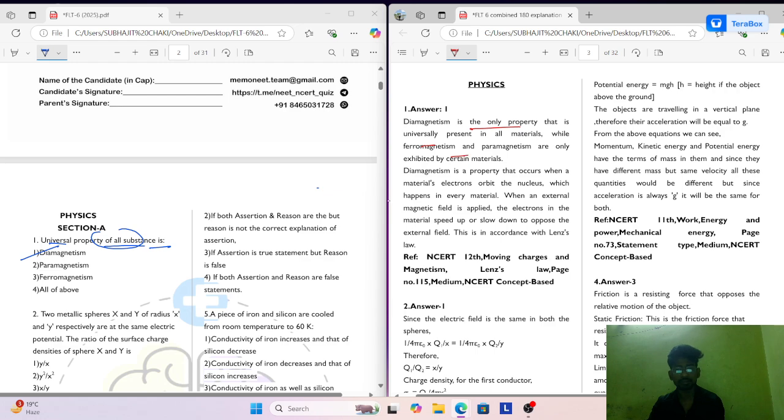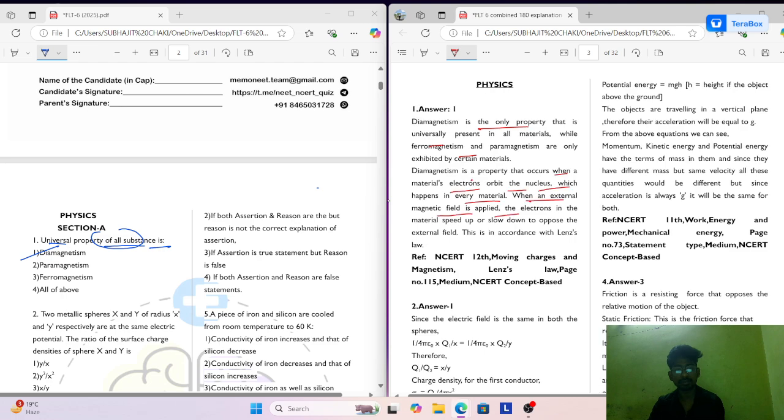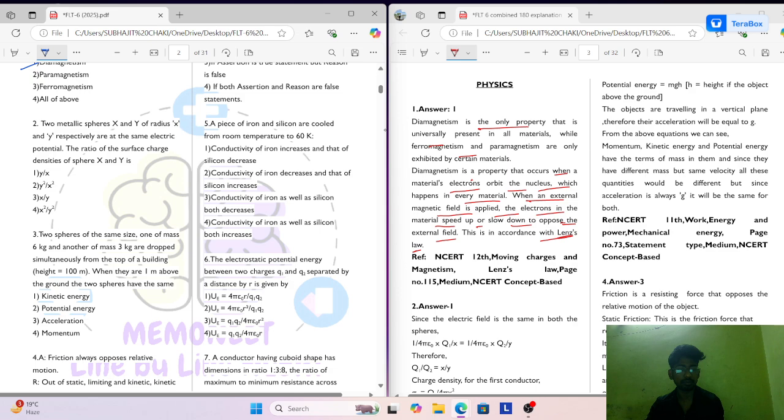Diamagnetism occurs when a material's electrons orbit the nucleus, which happens in every material. When an external magnetic field is applied, the electrons in the material speed up or slow down to oppose the external field, like in the case of Lenz's law. Lenz's law says that the induced EMF in a material always opposes the reason causing it. So that is why every material is a diamagnetic material.